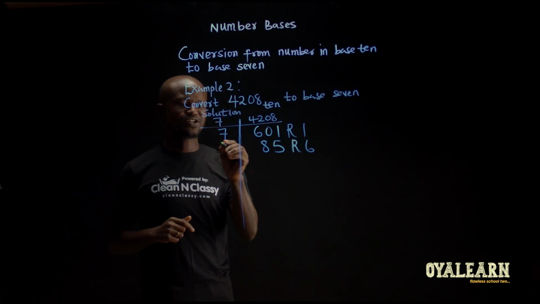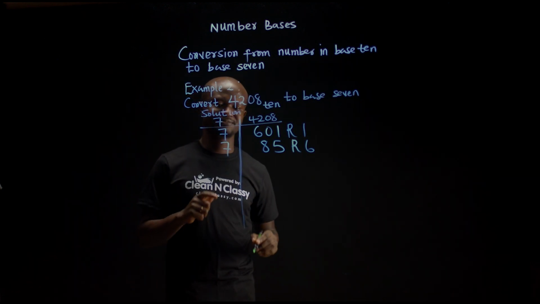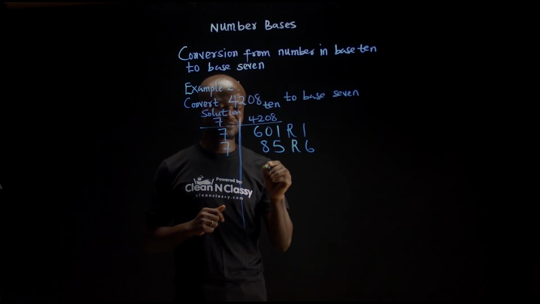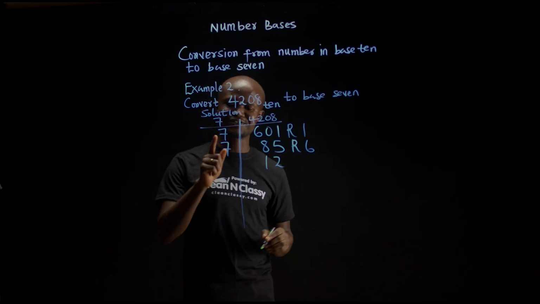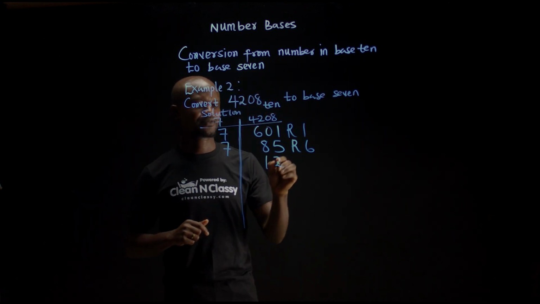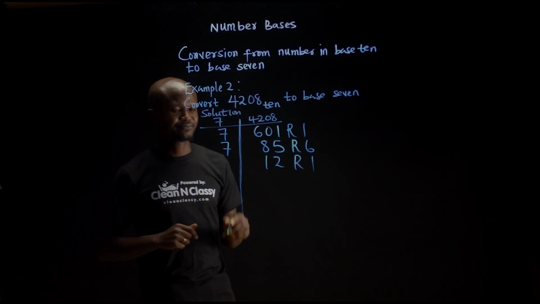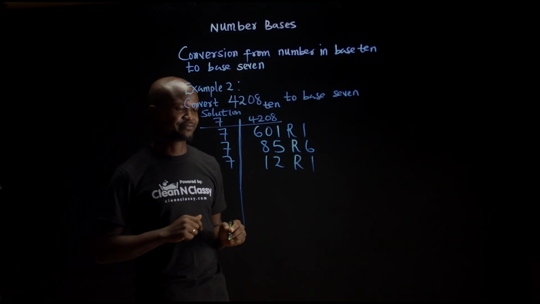Then, we divide by 7 again. How many 7 will you see in 85? That's 12. Because 12 times 7 is 84. So, remainder what? 1. We divide by 7 again.